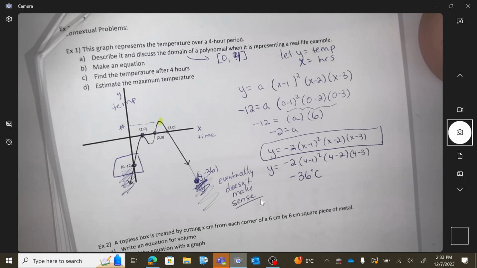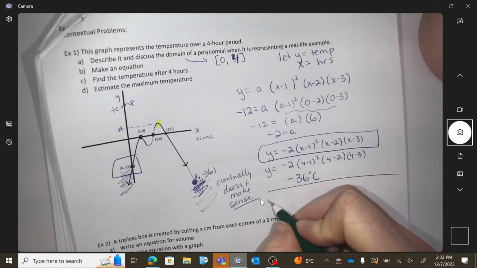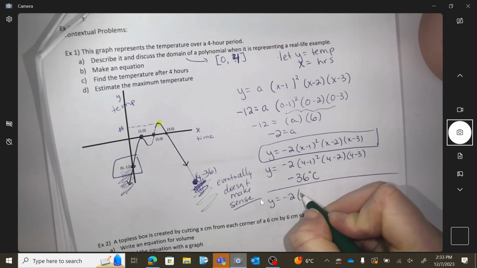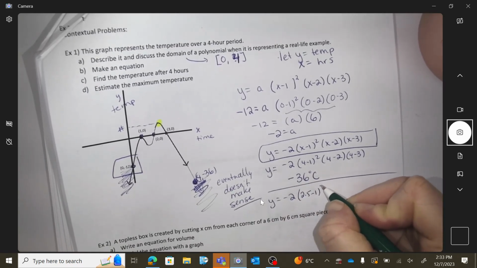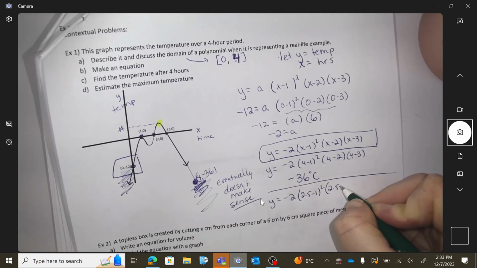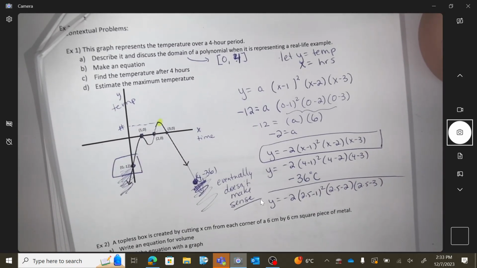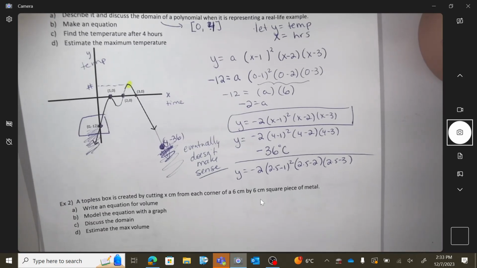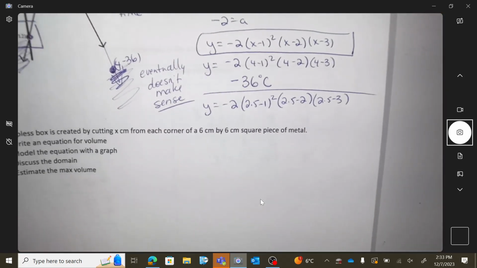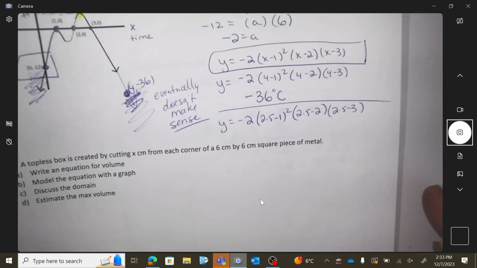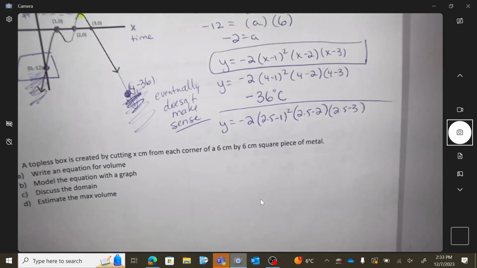So if you're going to guess it's at 2.5 hours, what are you going to do to get the temperature at 2.5 hours? Plug it in. 2.5 minus 1 squared. 2.5 minus 2. 2.5 minus 3. Okay? Estimate. So my calculus people, next semester we're going to get that exact.